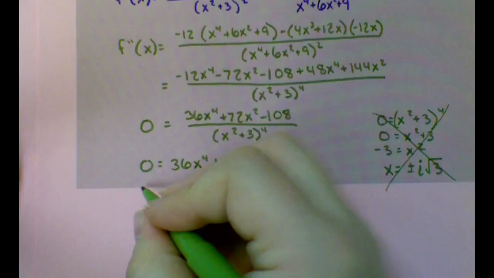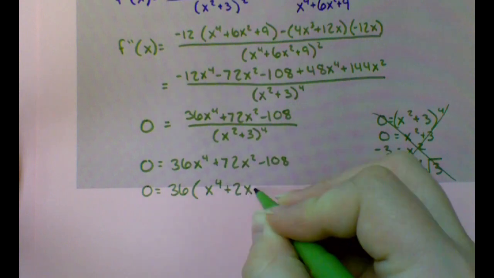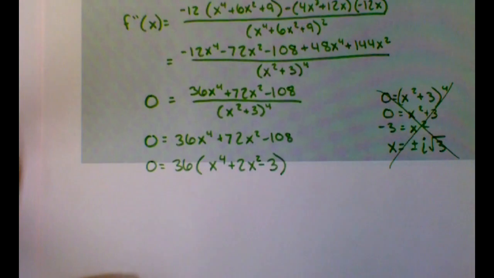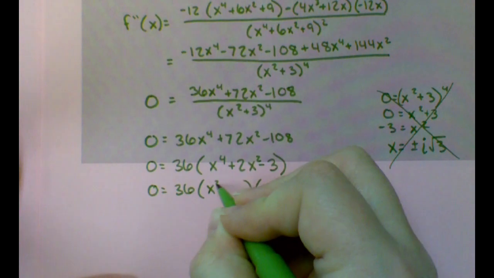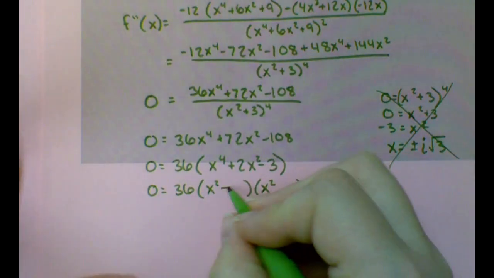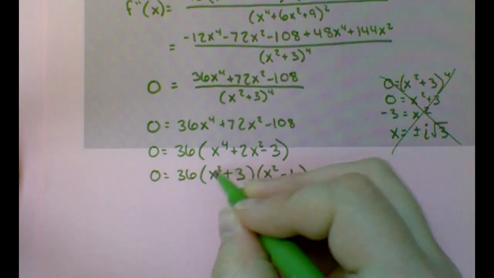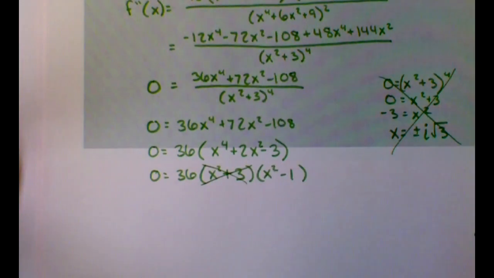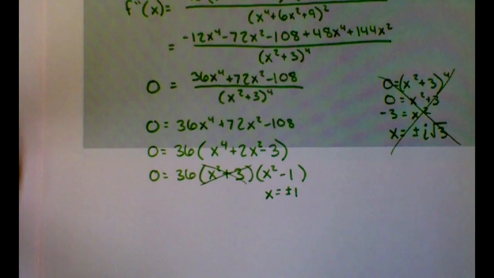I find my GCF. I believe my GCF here is 36. Using x to the 4th power plus 2x squared minus 3. Oops, sorry, 2x squared there. And then I can factor that, and I get 36. Remember to break apart an x to the fourth power, I just go x squared and x squared. I go plus 3 and minus 1. And then I look at my solutions. This first part gives me plus or minus i square root 3, which we don't care about because it's not real. The second part gives me x is positive or negative 1. Those are my only zeros of the second derivative.